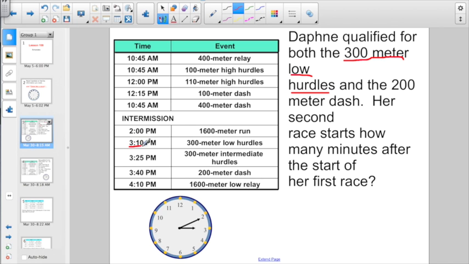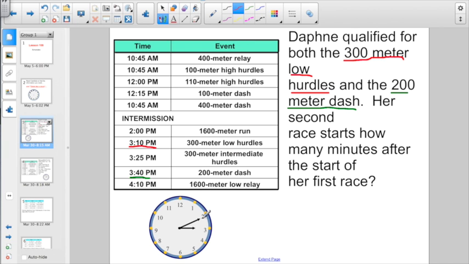Looks to me like the low hurdles is starting at 3:10. And she also qualified for the 200-meter dash. Let's go and find the 200-meter dash on the schedule. There it is, and the 200-meter dash is starting at 3:40. So they want to know her second race starts how many minutes after the start of her first race. And I put some hands on the clock right now to help you out a little bit. Be aware it's not always going to be that easy.